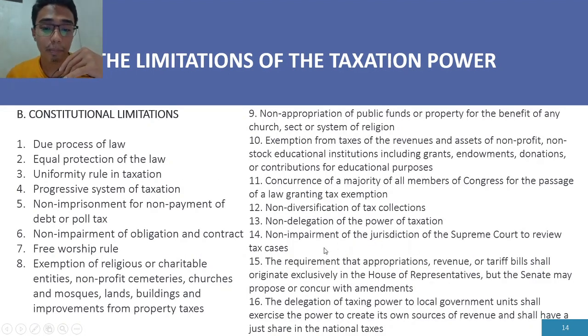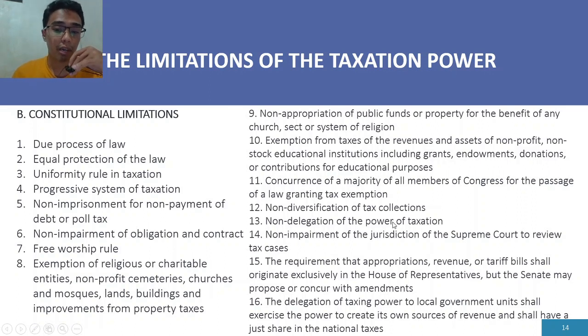Number 14, non-impairment of the jurisdiction of the Supreme Court to review tax cases. Okay, so despite the existence of the Court of Tax Appeals, which is a special court, all cases involving taxes can be raised to and finally be decided by the Supreme Court of the Philippines. So, pwede mag-review ang Supreme Court ng mga tax cases. Wala lang silang power na mag-prevent na mag-collect ng tax ang government.